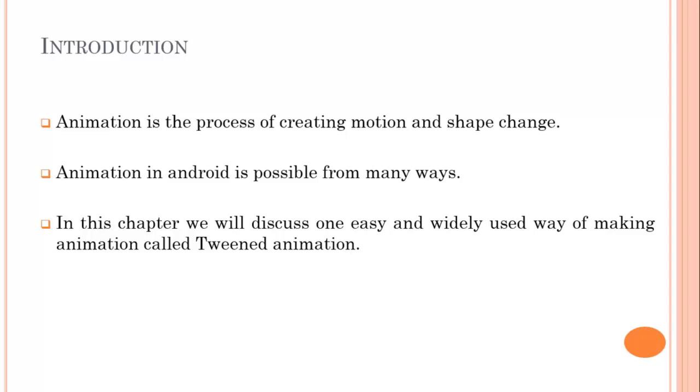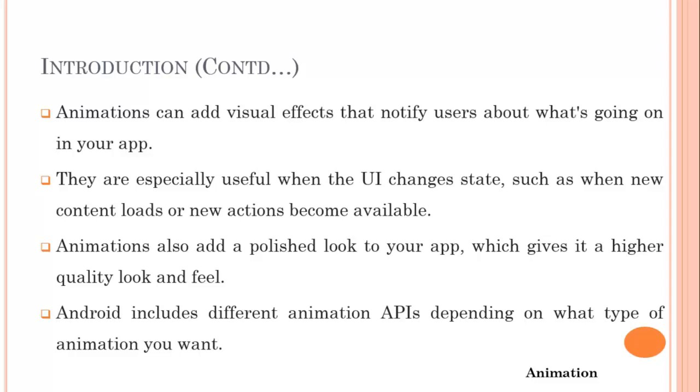In this chapter, we will discuss an easy and widely used way of making animation that is called tweened animation. What is animation? Animations can add visual effects that notify users about what's going on in your app. This means animations are basically used to make users aware about the application. The image that is showing in the app gives you information about that application. They are especially useful when the UI changes state. This means the animations are especially useful, such as when new content loads or a new action becomes available. Animations also add a polished look to your application, which gives it a higher quality look and feel.